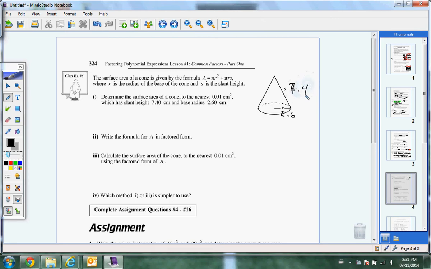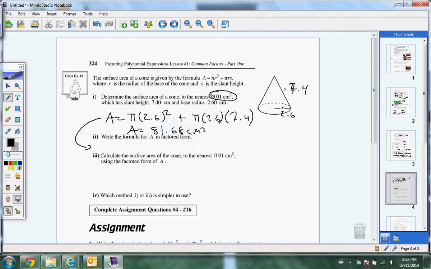Okay. So I'm plugging this in. So we know the surface area is going to be A equals pi r squared, which is 2.6 squared. Okay. Plus pi times 2.6 times s, which is 7.4. So there's all my formula. Okay. Now, this is going to be, we'll do this here in a second. Plugging that in your calculator, you get A equals 81.68 centimeters squared. It's nearest hundredth, like they asked.